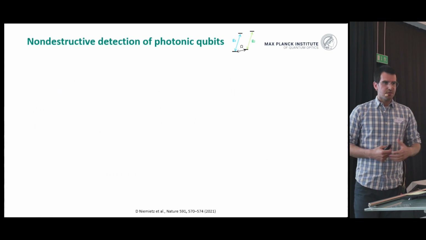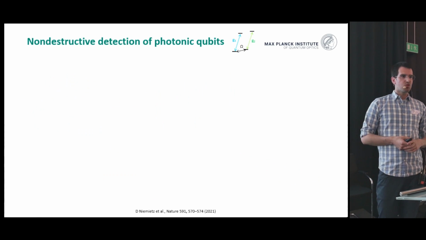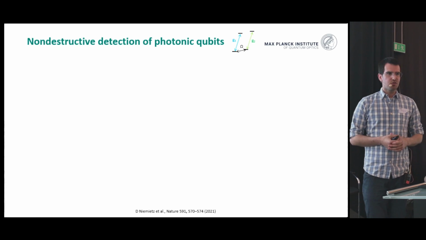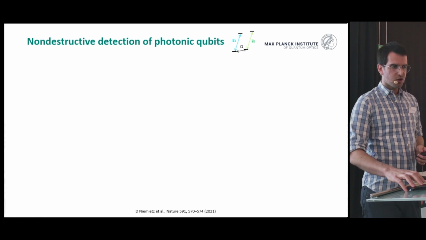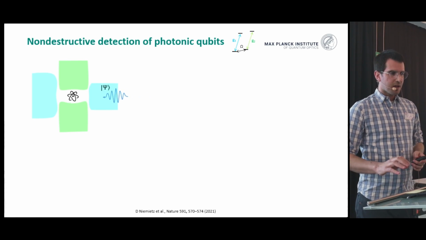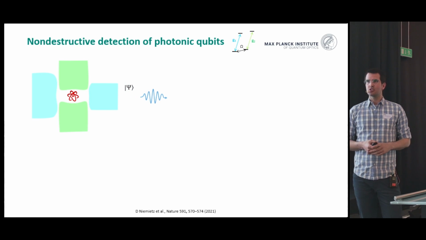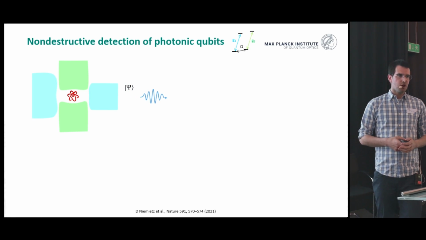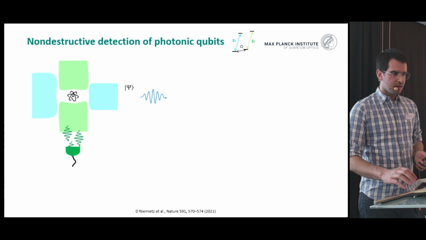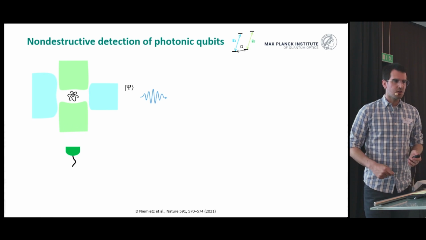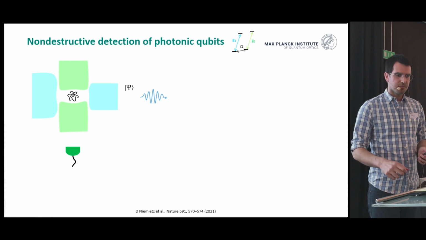Okay, so that was the first experiment I want to talk about. The second experiment I want to talk about is a nondestructive detector for photonic qubits. And here the idea is that photonic polarization qubits are reflected in one of the cavities while impinging a change on a state of the atom. And then this change in the state of the atom, we can detect it via the second cavity.